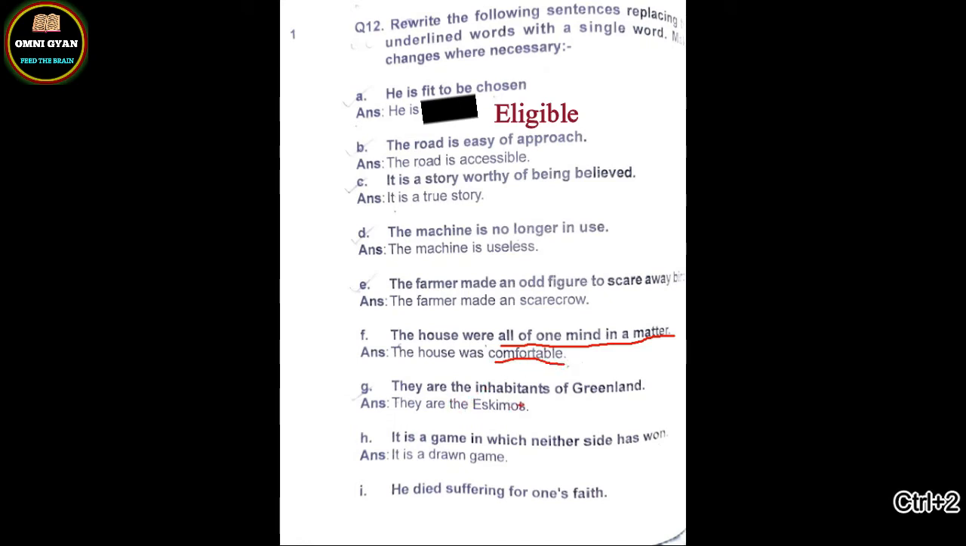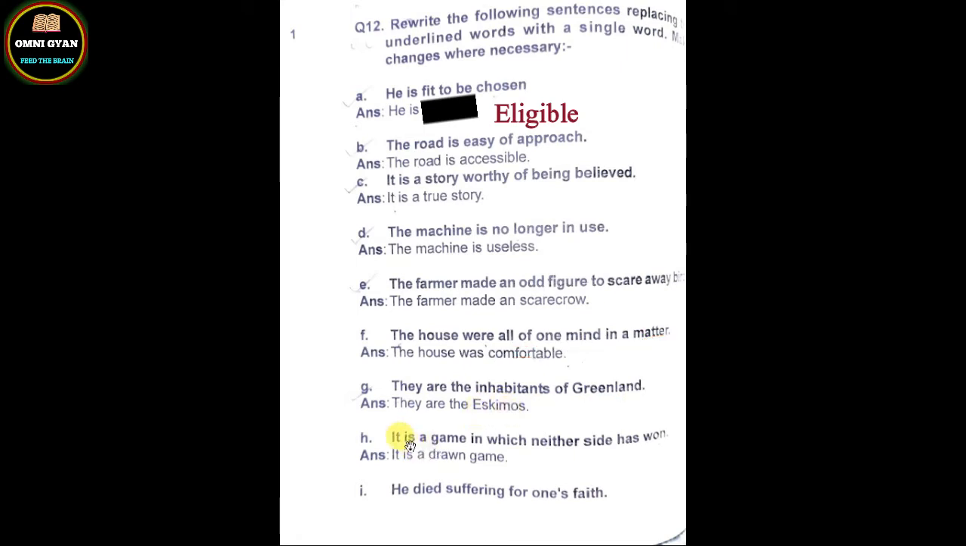Next, they are the inhabitants of Greenland. Remember, these kinds of questions are a little tricky, and they need a little geographical knowledge. We'll come across one or two more such examples where a country is named. Look at the trick. There are no one word substitutions like this. But Greenland is a snowy country. The inhabitants of Greenland, in majority, are Eskimos. So they are the Eskimos. Obviously you find a majority of Eskimos living there. It's a very cold country. So inhabitants of Greenland, Eskimos.